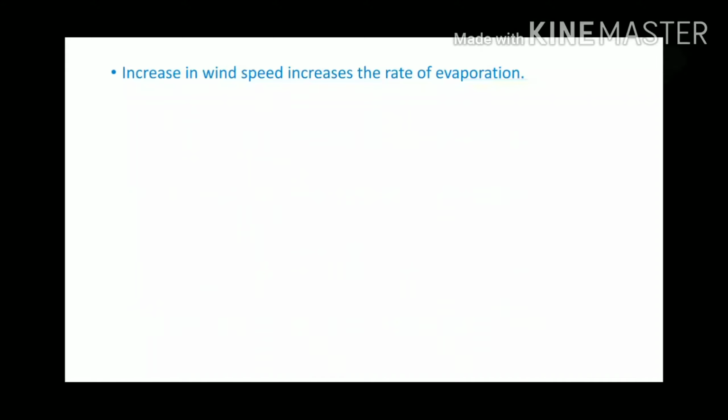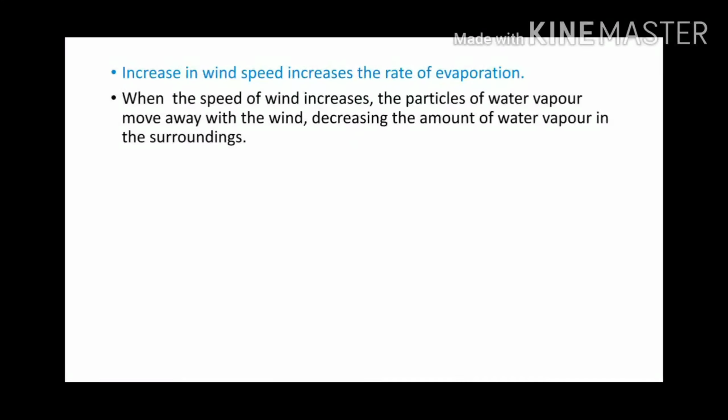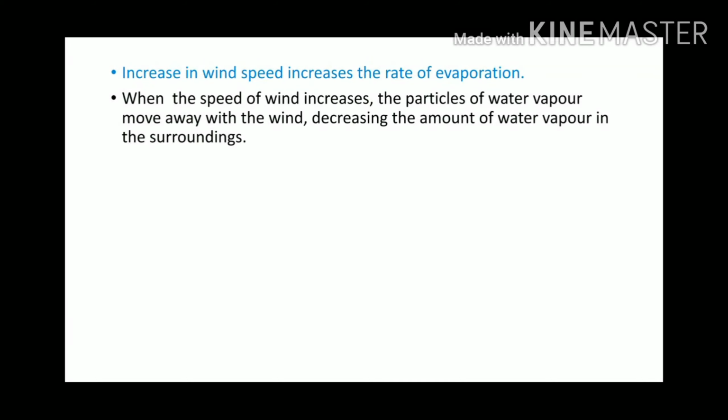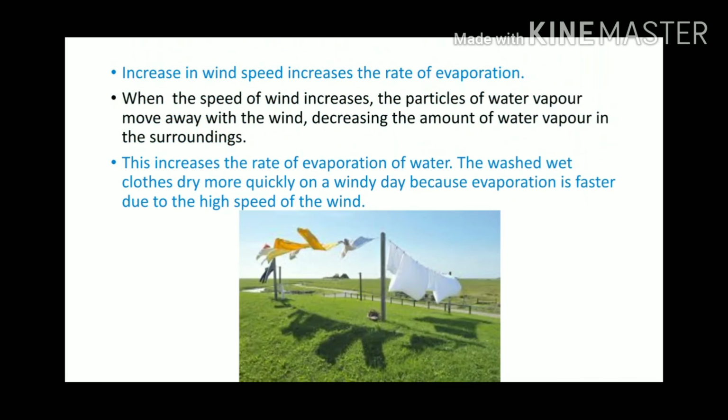Increase in wind speed increases the rate of evaporation. When the speed of wind increases, the particles of water vapor move away with the wind, decreasing the amount of water vapor in the surroundings. This increases the rate of evaporation of water. The washed wet clothes dry more quickly on a windy day because evaporation is faster due to the high speed of the wind.